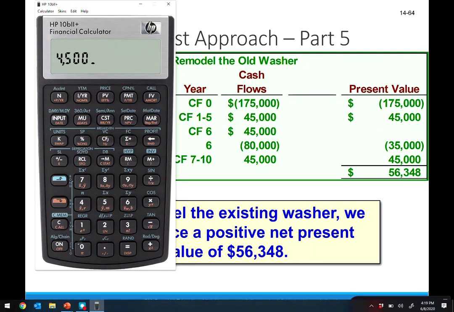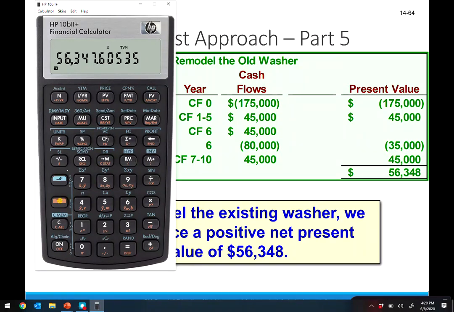Then 45 is cash flow 1, 2, 3, 4, 5. Then negative 35 is cash flow 6. Then 45 positive is cash flow 7, 8, 9, 10. And then I is 10%, and our NPV is 56,348. So the NPV is higher, so the new opportunity is better than the old washer.